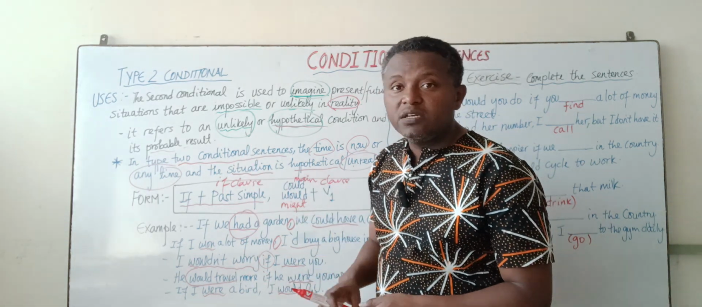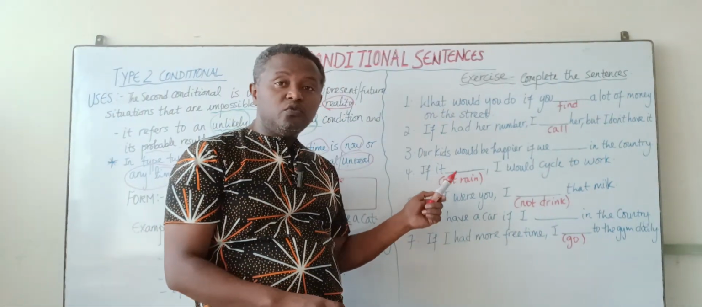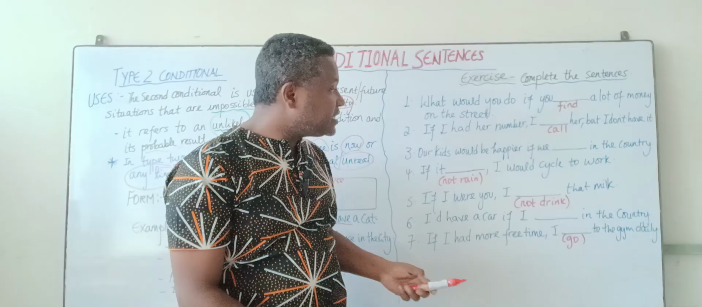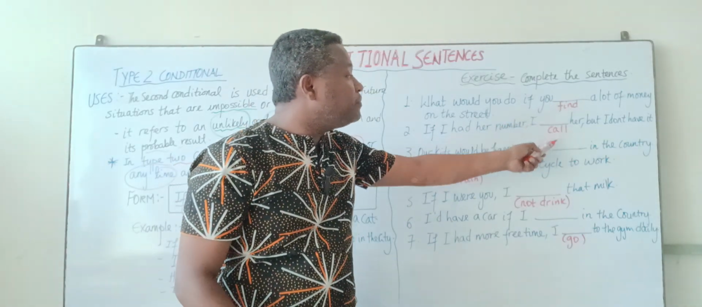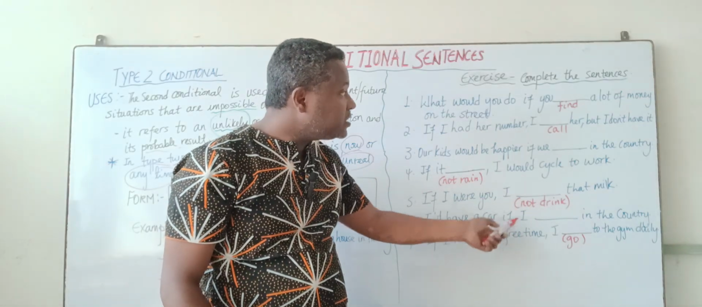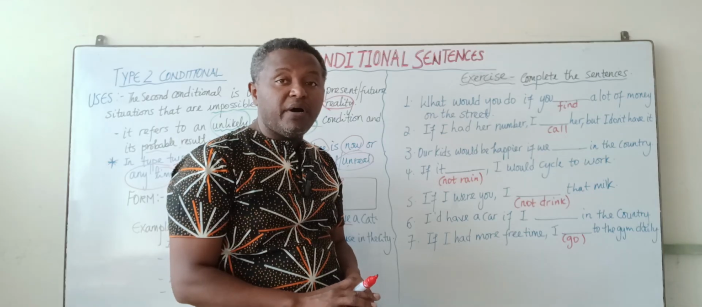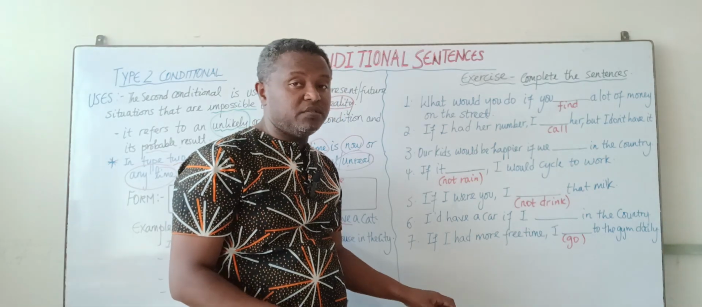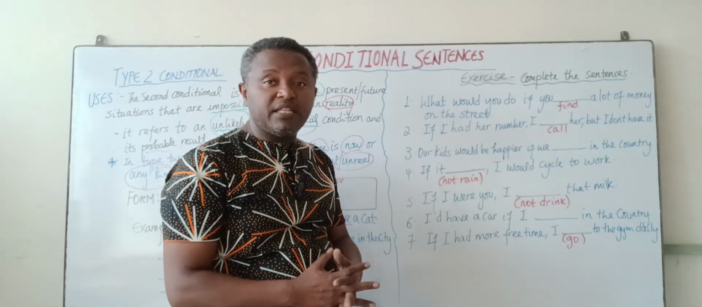So once we said this, I would like you to have a look at this exercise. There are 7 questions. I want you to complete the missing words or verbs by using the appropriate form of the verbs. Please have a look at them, 2 minutes, and then we'll do them together.